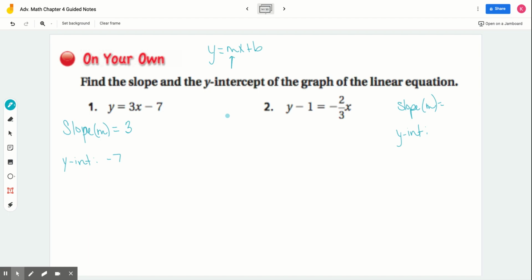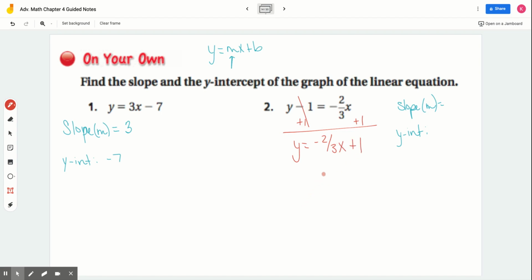Now, take a look at number 2. What's different between number 1 and number 2? If you believe that this is different because y is not by itself, you're correct. So we need to start by solving this equation for y. The opposite of subtracting 1 is to add 1, so we're going to add 1 to both sides. Here we'll have y equals negative 2/3 x plus 1.